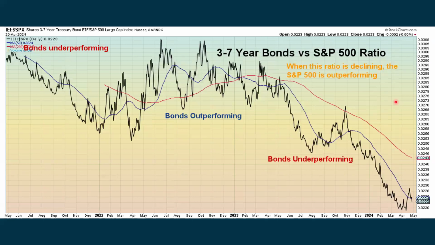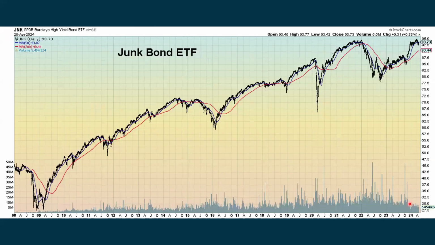And then we look at 3 to 7 year bonds and compare it with stocks. This is kind of an inverse of comparing stocks to bonds. This is comparing bonds to stocks. And so this has been going down as bonds have been underperforming. As we hit some difficult times with the S&P, this started to go back up. But over the last few days, stocks have been going up. So we're seeing this ratio coming back down.